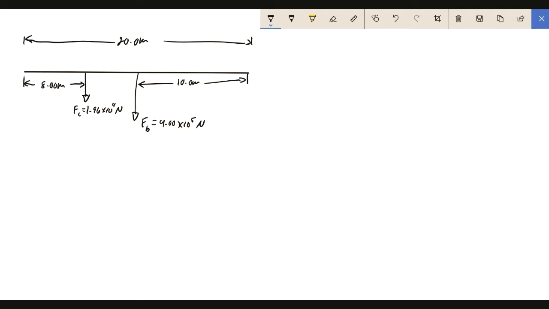And again, this is not drawn to scale, but I'm just going to put right here, I'm going to call it F1, that's one of the supports, and we don't know that. And then on the other side over here, we have F2, and we don't know that one either.